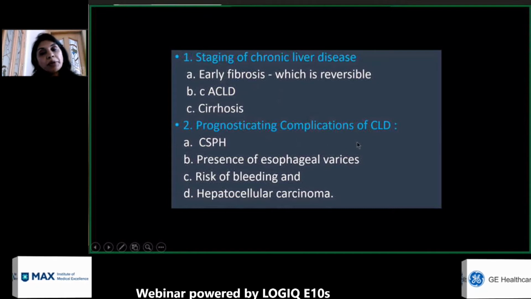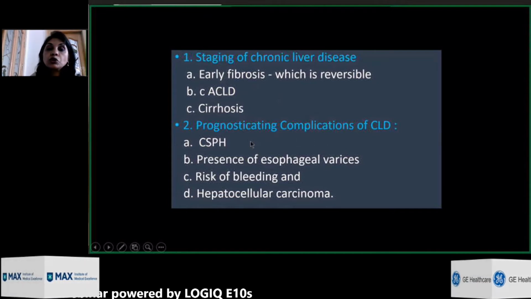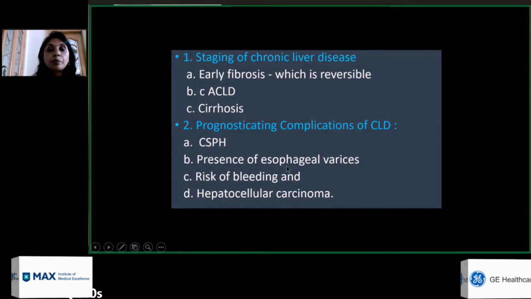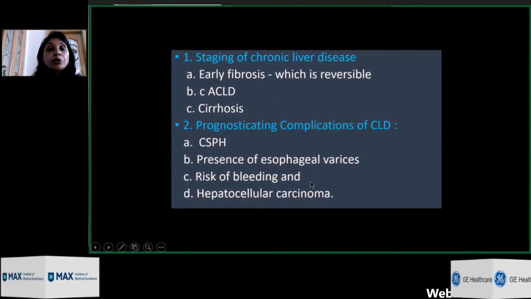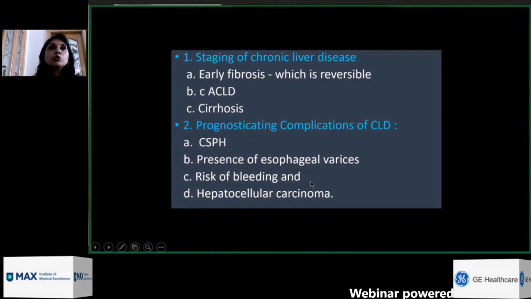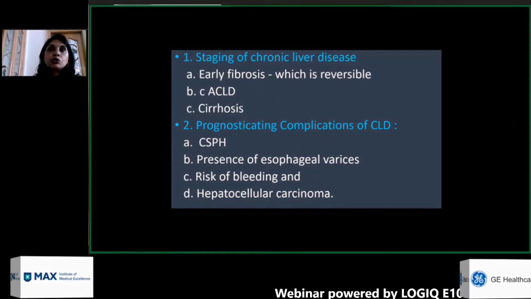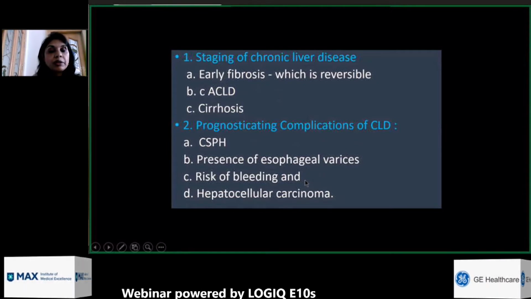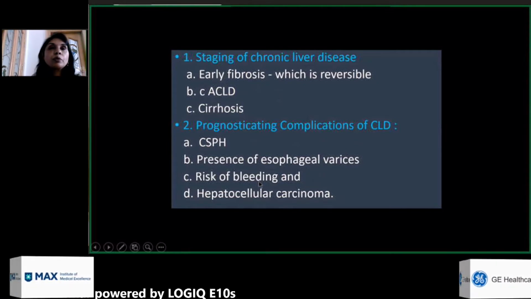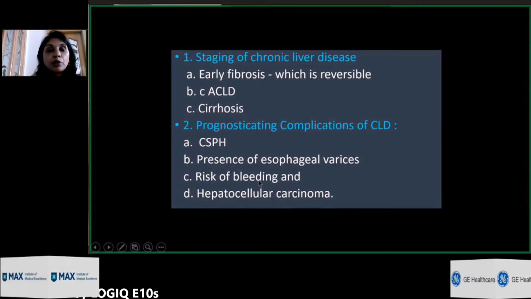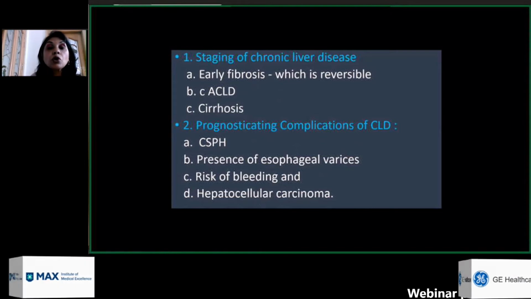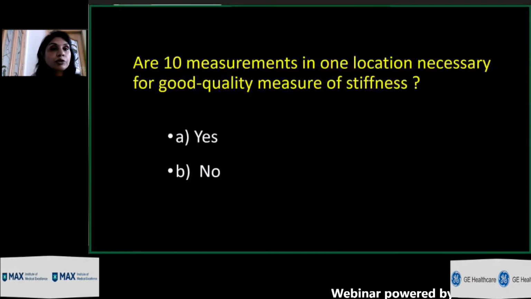Prognostication of the complications of chronic liver disease, that means, is it going into a clinically significant portal hypertension? Are there varices? The risk of bleeding that comes through splenic elastography. The spleen elastography actually gives the insight into all these, the risk of bleeding or whether the varices need treatment. And of course, last but not the least, the hepatocellular carcinoma, presence of it on an ultrasound.